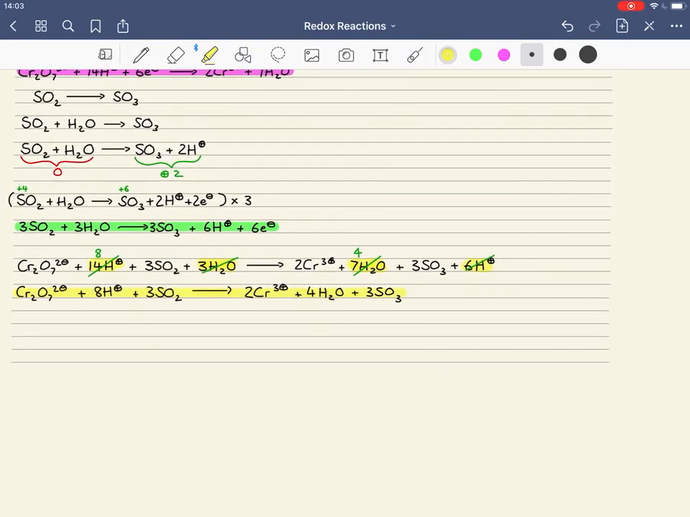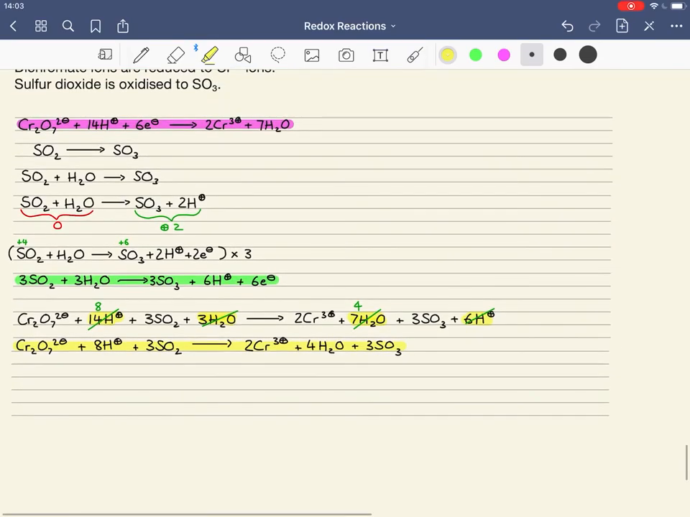You should always just double check that everything balances. And again, just to recap, what we've done is we've written the half equations for the reduction here and the oxidation here, ensuring that the number of electrons gained equals the number of electrons lost. Then when we do that, we simply combine the reactants and products from each half equation, and ensuring that if you do have things on either side of the arrow, you cancel. And that is overall redox equations.